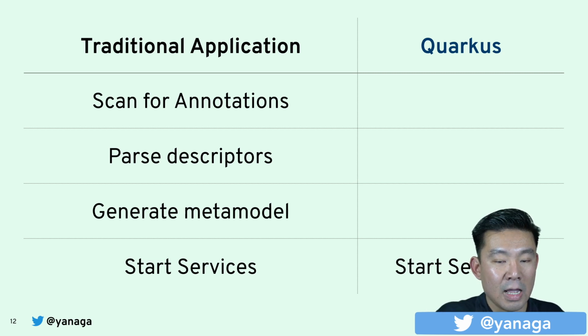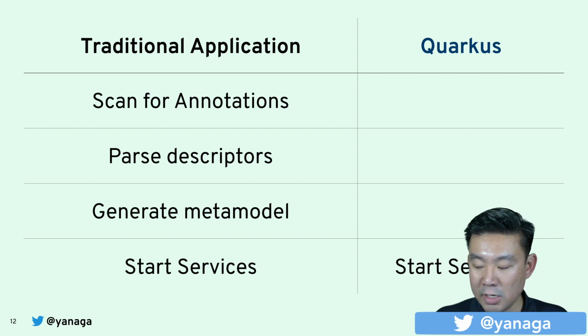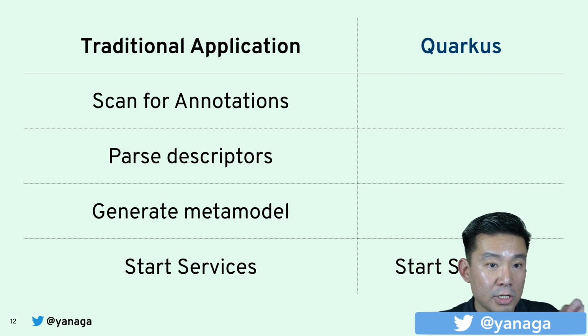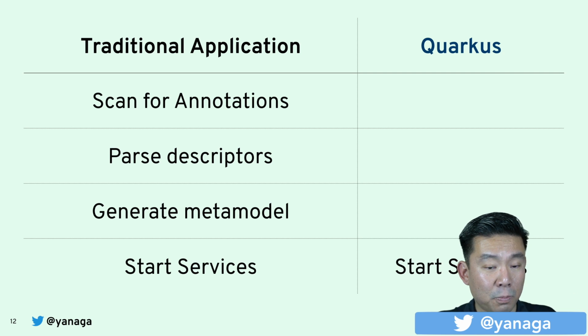After you found those resources, you have to parse those descriptors, which means that you found classes with annotations, you get to go there, and you need to retrieve the metadata that is on the annotations. If you have XML files, you need to parse the XML files and retrieve the metadata in those files, and so on with YAML files or properties files.